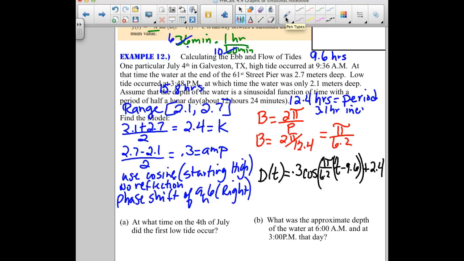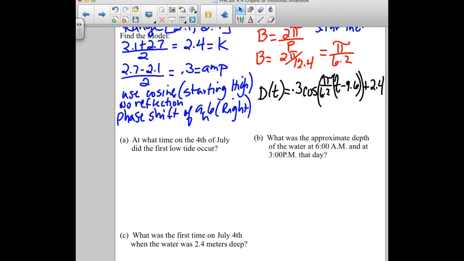All right. So now we have a few questions to ask. The first one says, at what time on the 4th of July did the first low tide occur? Second one says, what is the approximate depth of the water at 6 a.m. and at 3 p.m.? And the third question, what was the first time on July 4th when the water level was 2.4 meters deep? Okay, so we have a lot of questions to ask and to answer. We have a formula, we have a new function, right? Came up with this wonderful model here that we can use to help us answer these questions.